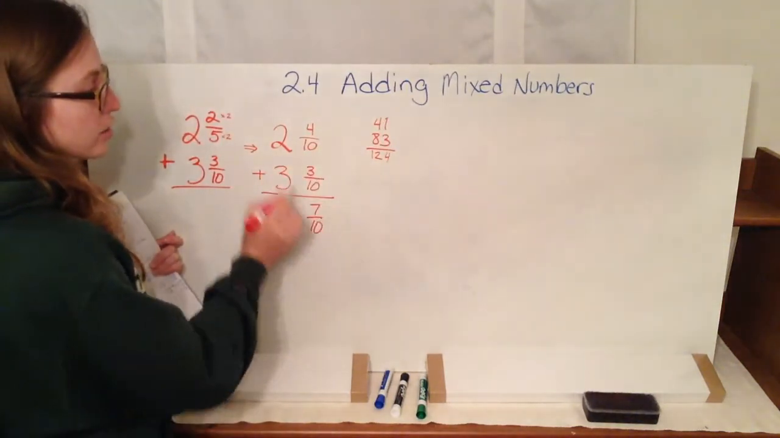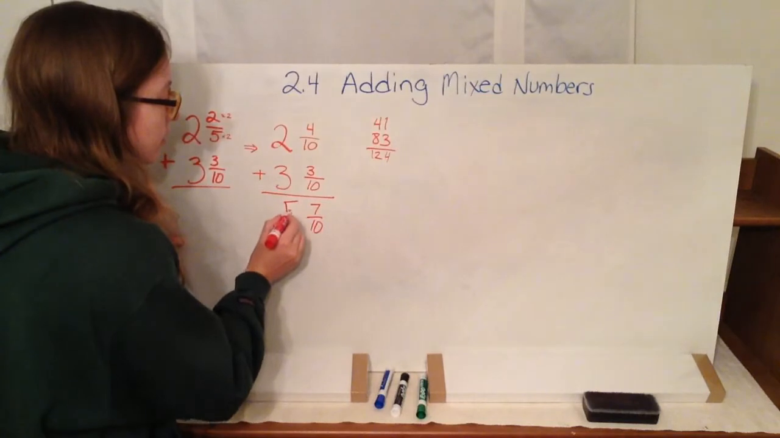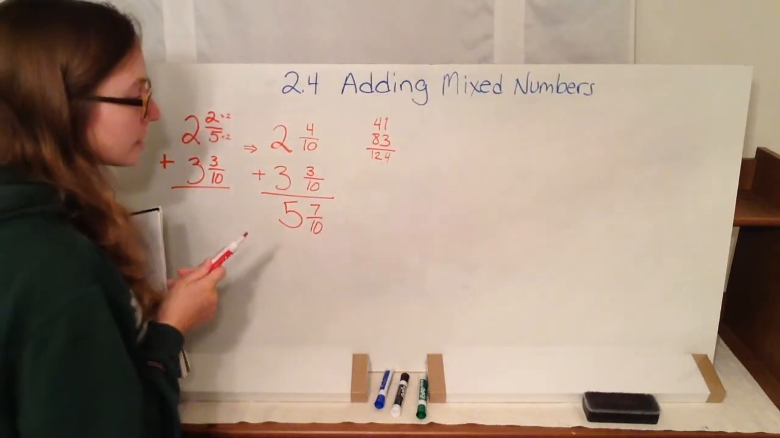So we've used the fractions. Now we'll work with the whole numbers. 2 plus 3 is 5. That's our answer, 5 7/10.